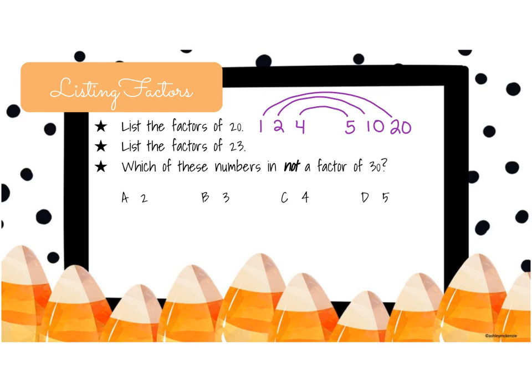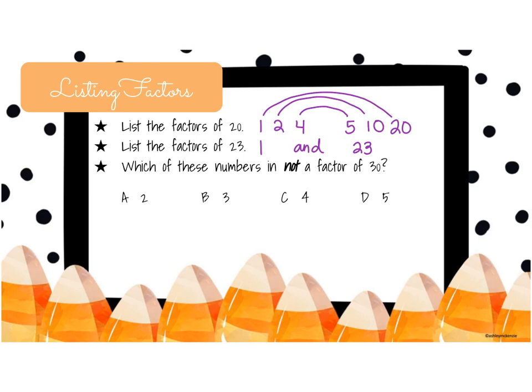I like that. Okay, factors of 23. Okay, I know 1 is a factor of every number because I can multiply 1 by the number itself no matter what number it is. So 1 times what? 23. Are there any other factors that can go evenly into 23? No. Nope, that's it. Just 1 and 23.